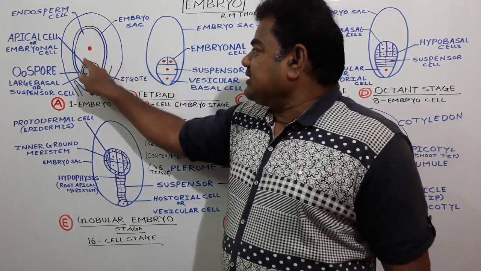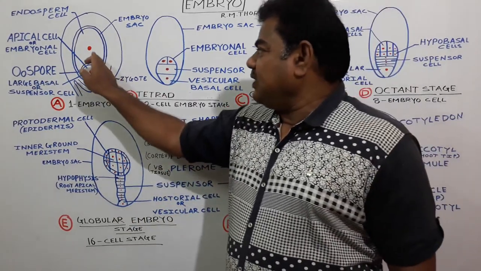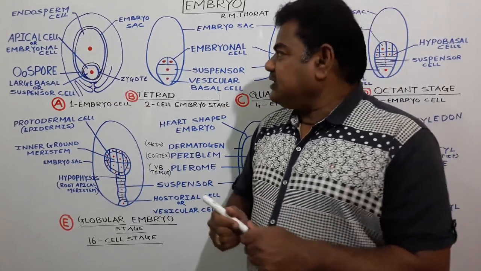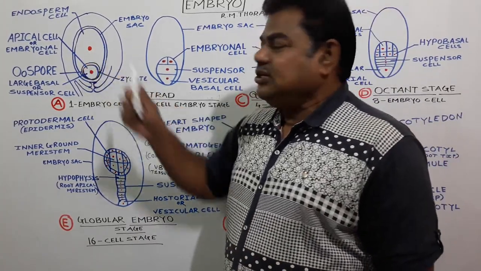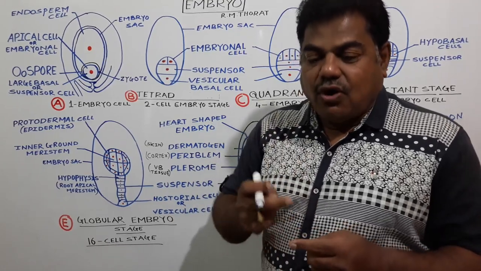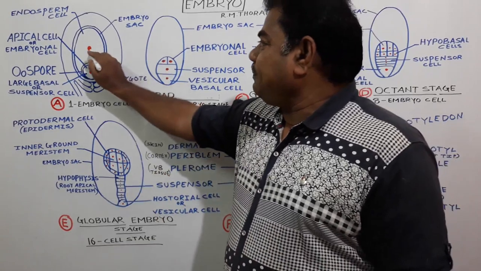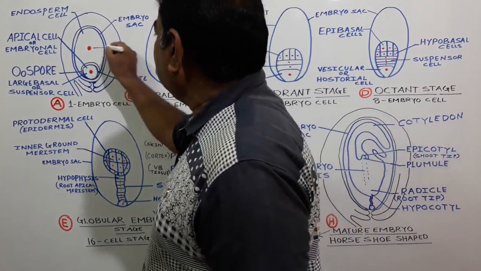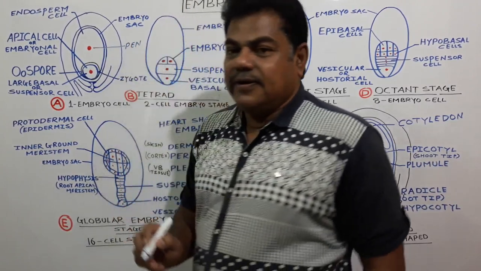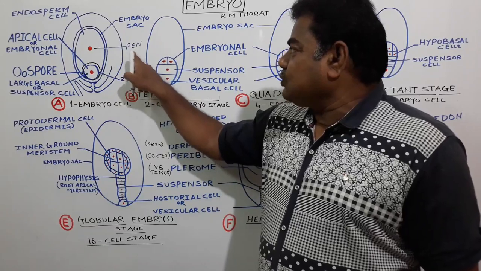Towards the chalazal end, this one big cell which is present is known as the primary endosperm cell, in which the nucleus which is present is called the primary endosperm nucleus, which is formed by fertilization. So this one is the PEN, the primary endosperm nucleus.